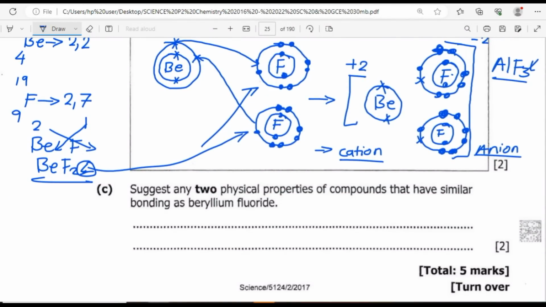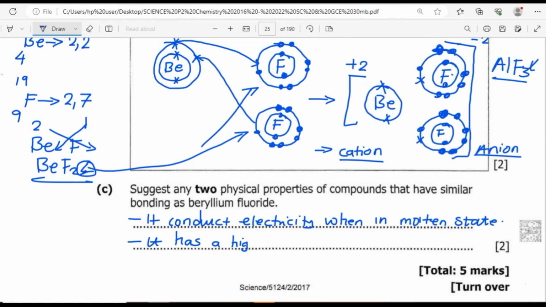Then he suggests the physical properties of compounds that have similar bonding as beryllium fluoride. So the key point is we want to look at the physical properties of ionic compounds. The first one, we can say it conducts electricity when in molten state. Then the other one, it has a high boiling and melting point.